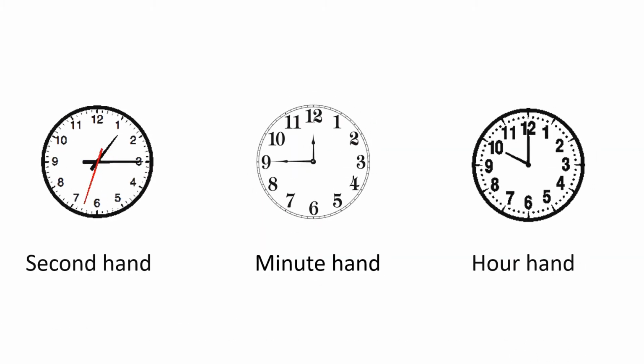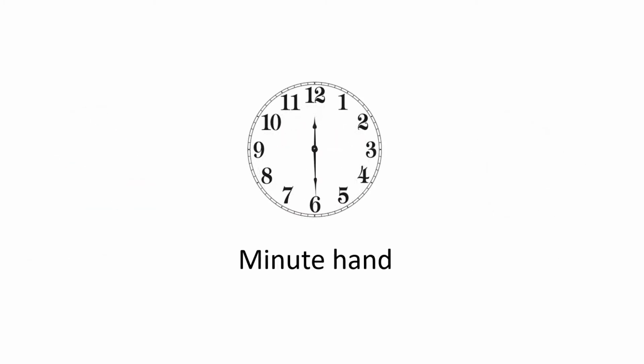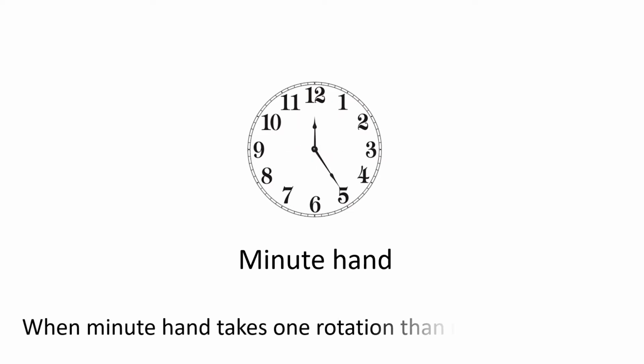Now we will learn about minute hand. Minute hand is the long hand on the clock. 1 minute is equal to 60 seconds. Means when the minute hand takes one rotation, then it takes 60 minutes, that is equal to 1 hour. 60 minutes means 1 hour.